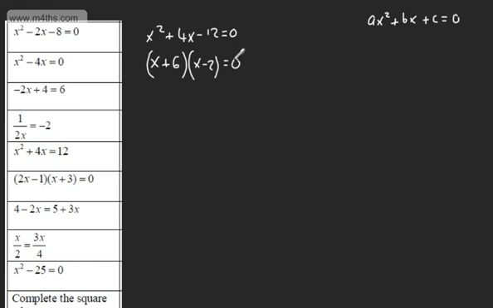So either x plus 6 is equal to 0 or x minus 2 is equal to 0, leaving us with x is equal to minus 6 or x is equal to positive 2. And they're our two solutions.